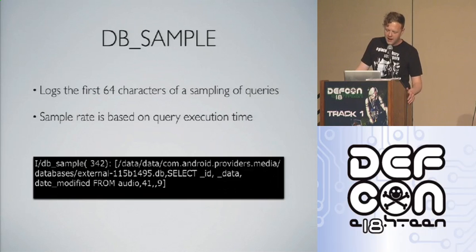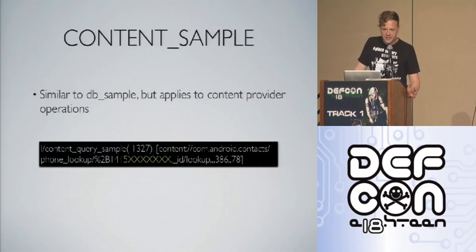Now, we didn't find any major smoking guns here, but it's something that developers should really be aware of. Don't put sensitive data directly into your SQL statements. Parameterize them because they may show up in places that you didn't intend. There's a similar hook that does the same thing for content providers, and here's an example. Not terribly interesting, but some data that actually is disclosed. For instance, when you're doing a phone number lookup in the main contact application.